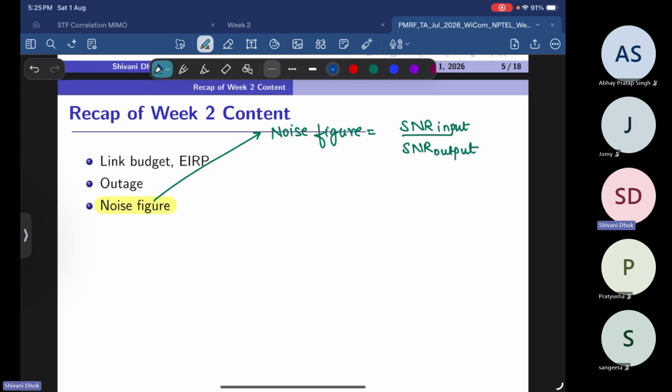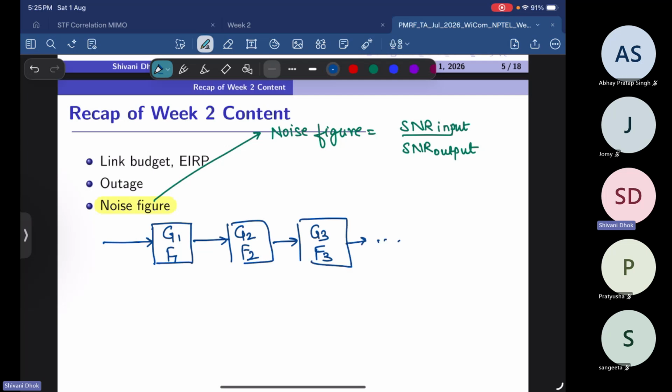And we also looked at the case where we have cascaded systems. So if we have a system with gain G1 and noise figure F1, then another system with gain G2 and noise figure F2, then G3 with noise figure F3, and so on, then the overall noise figure will be given by the noise figure of the first stage plus the noise figure of the second stage minus 1 divided by the gain of the previous stage, that is G1, plus the noise figure of the third stage minus 1 upon the product of gains of all the previous stages, that is G1 into G2, and so on. So this is for your cascaded case.